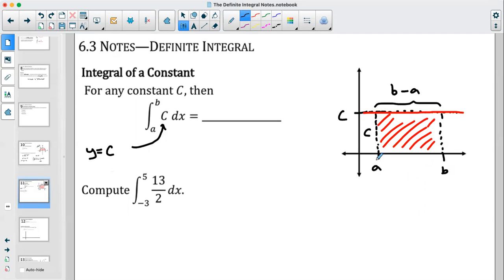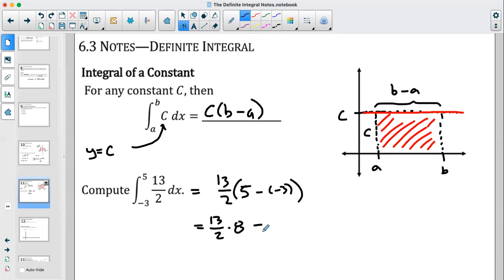So basically the height of my rectangle is c, the width is b minus a. So the integral, which is the area, is just height times width, or base times height, or whatever you want to call it. So for example, if my constant is 13 halves, this integral is 13 halves. That's like the height of the curve, so to speak. And then I do the top limit minus the bottom limit. 5 minus negative 3. That's 5 plus 3, which is really 8. 13 over 2 times 8. 8 divided by 2 is 4. 4 times 13 is 52.